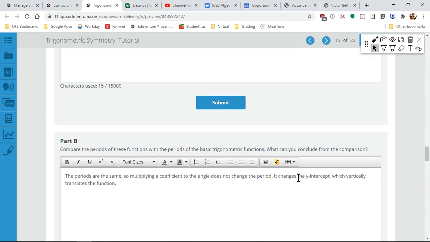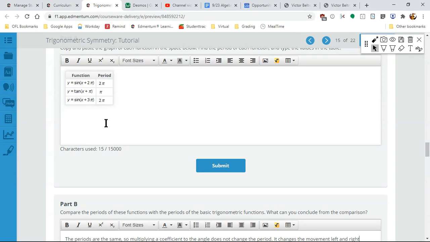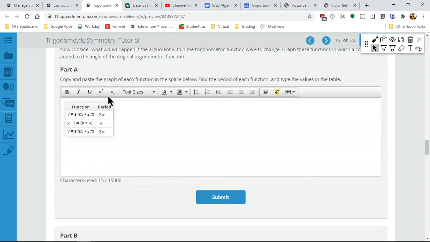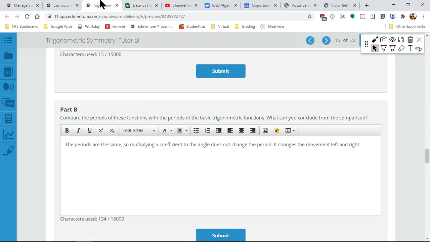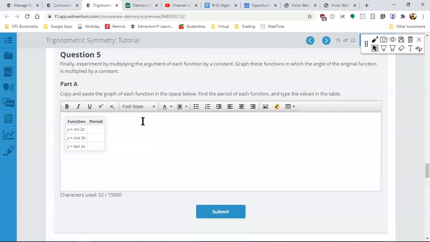It changes the movement left and right. And they gave us bad examples because, like I said, the only one we can really see that it changed was this one. I really wish they would have given us something else so we can actually see it moving. They should have given us the same function. But you guys just know if you're adding something to the x, it's going to shift it left. If you're subtracting something from the x, it moves it to the right. It's always backwards of what you think it's going to be for x, only for x.